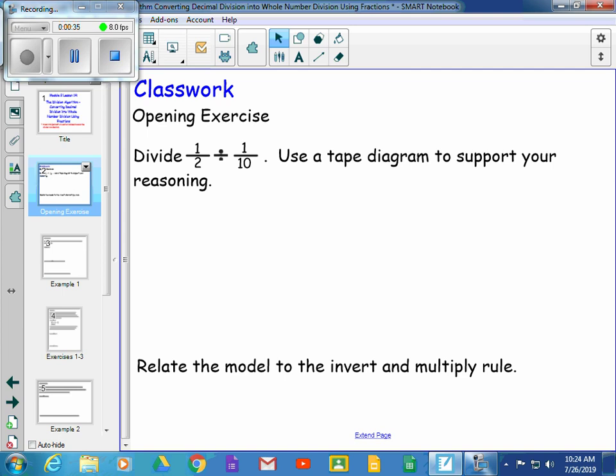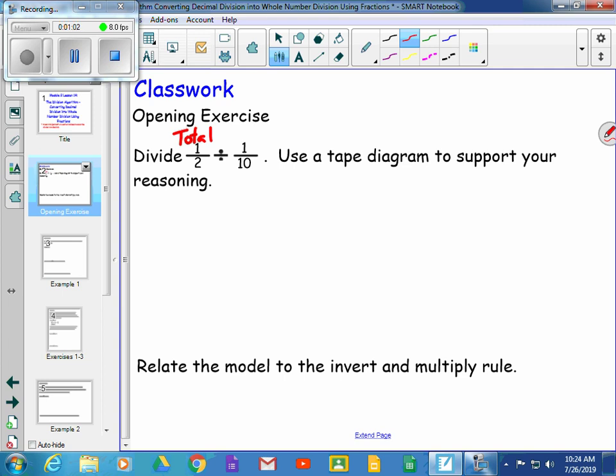This opening exercise is a review of things that we've learned in earlier lessons in this module. It says divide 1/2 by 1/10 and use a tape diagram to support your reasoning. So we're going to draw a tape diagram or a bar model to solve this problem here. To draw our tape diagram, understand that the first number in a division statement represents our total.